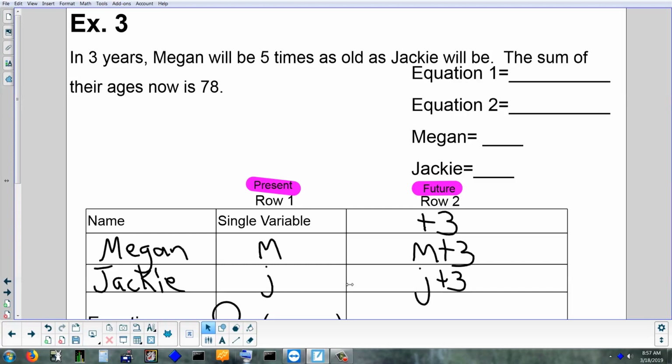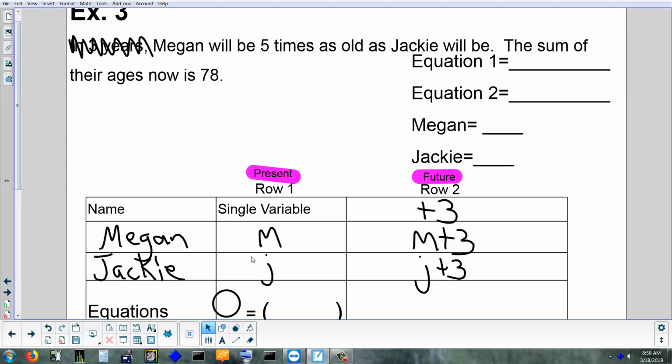All right? So again, in this first sentence, wherever I see Megan, I'm expressing her as M plus 3. Wherever I see Jackie in that first sentence, I'm going to represent her as J plus 3. So let's look at it. In 3 years, already took care of it. Ellie? So it says Megan. Well, wouldn't that mean it's M equals? Not M equals. Again, the first sentence deals with the future. Usually it's the second sentence, but in this case it's the first sentence. So we're filling out row 2 right now.